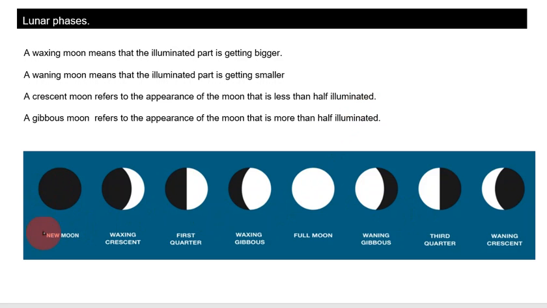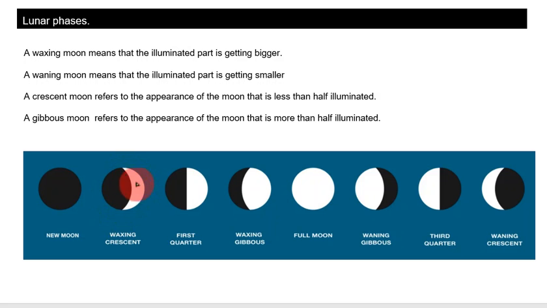Okay, so you start off with a new moon. Because of the position of the moon on its orbit around the Earth, and the position of the sun and the Earth, the side of the moon that's facing the Earth is not reflecting any sunlight, and this is the new moon phase.